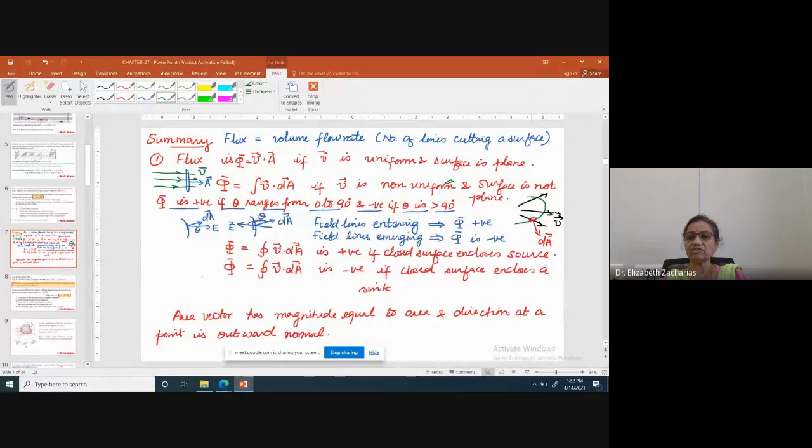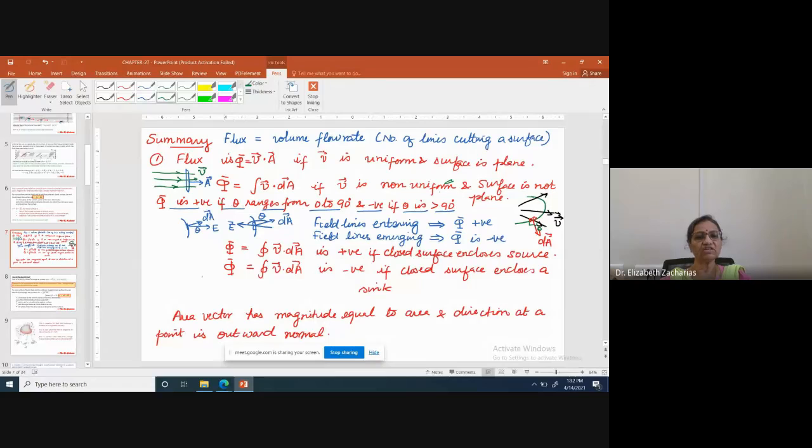dA vector is a small area vector of magnitude dA, and the direction is the outward normal drawn at that point. So you have to just do V dot dA, taking into account this angle here. Similarly, you do this for every point on the surface, and do a summation or an integration, so you get integral V dot dA. And please remember, this is used whenever the V vector is non-uniform or the surface is not a plane surface.